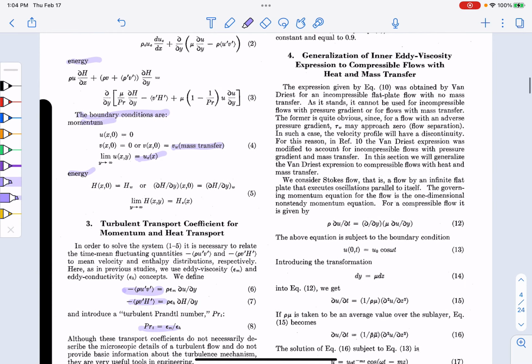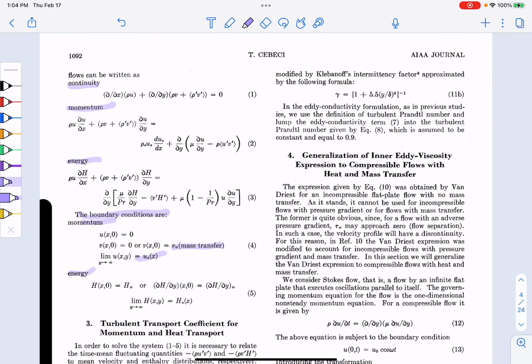And up here, he also includes intermittency, and we've talked about this exact factor way back when we were talking about physics of boundary layers in the class, right?